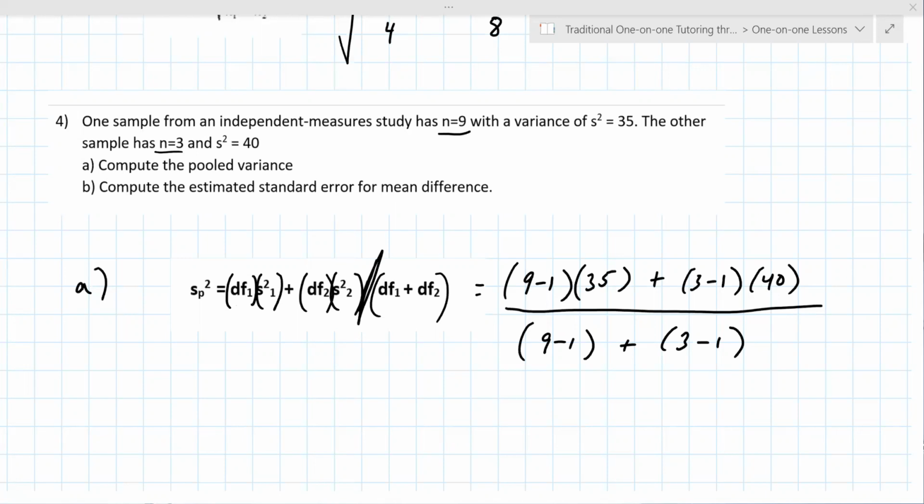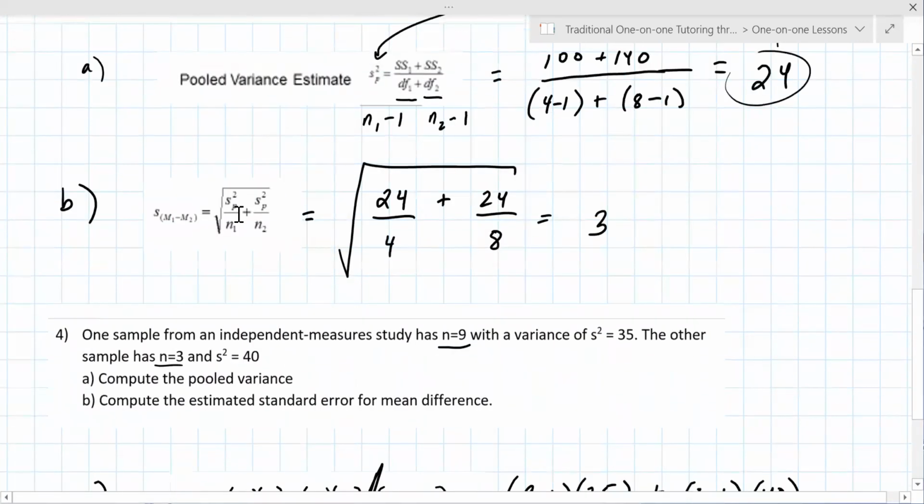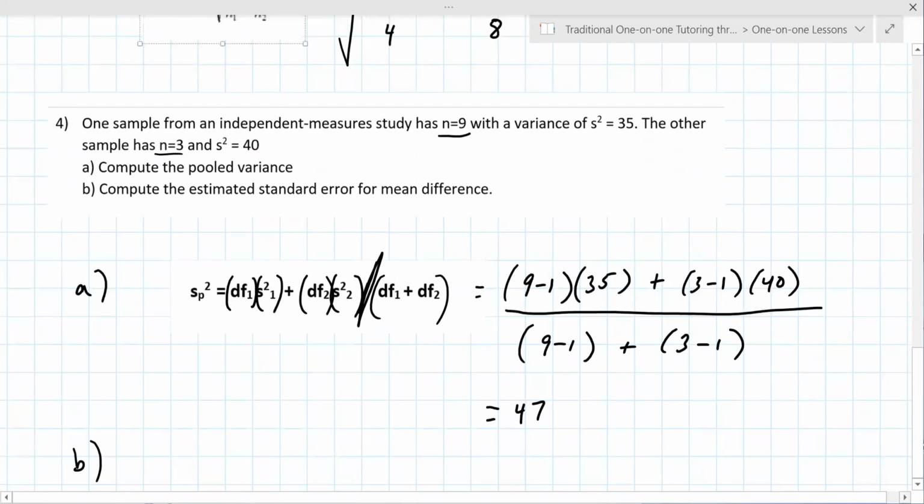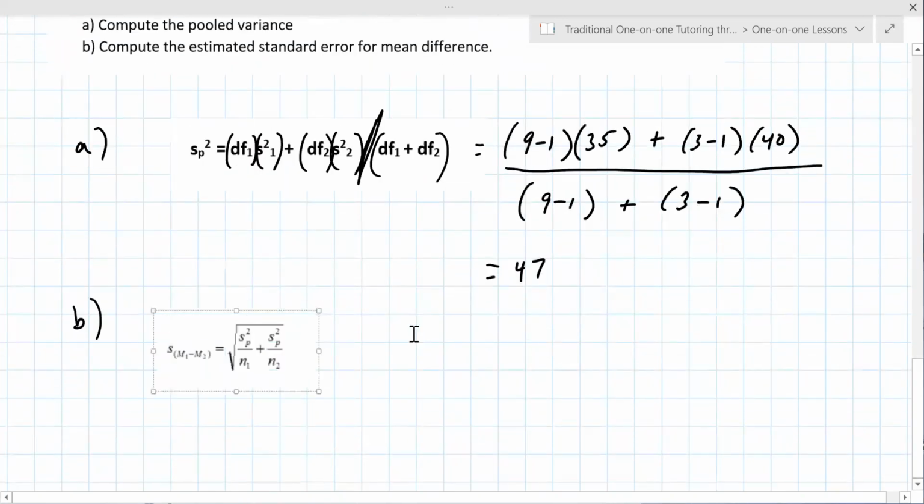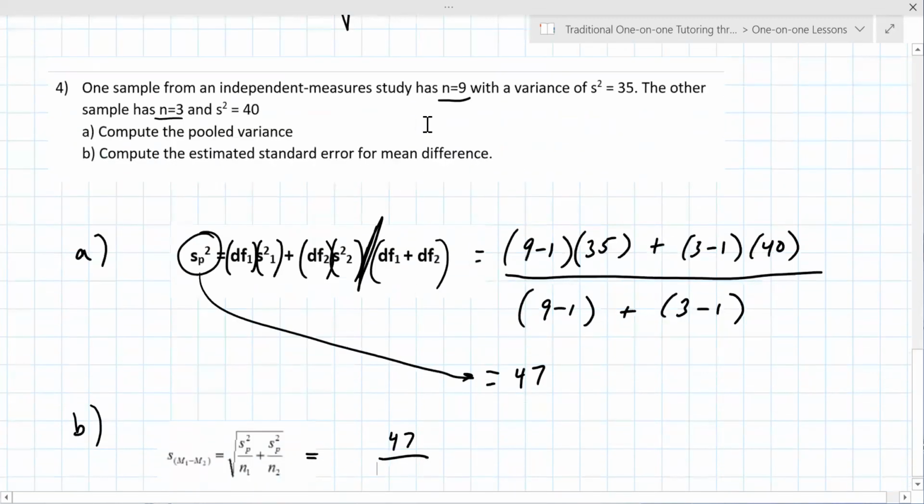Is it 47? Sure. Let's just go with that. The numbers aren't super important. It's more important than the formula. So the standard error, the standard error is this formula here, which is the same in both cases. And you have that SP squared number. That's the 47 you just told me. So it's the 47 over N1. N1 is the number of samples, which is 9. It's not minus 1, so we're 9 plus 47 over 3 square rooted.